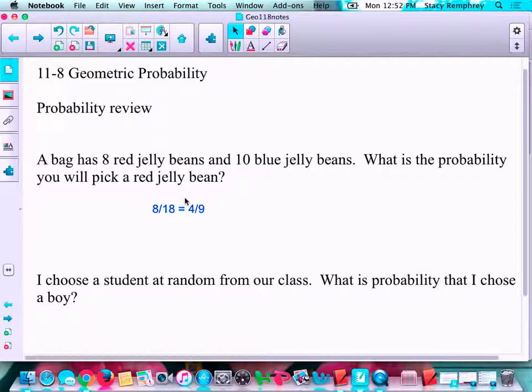When you consider the winner, what is the probability you will pick a red jelly bean if you have 8 red and 10 blue? Your winners would be the red, so that's your numerator. And your denominator is how many options you have to choose from. There are 18 total jelly beans, and we reduce that to 4 over 9. So you have a 4 out of 9 chance of picking a red jelly bean.